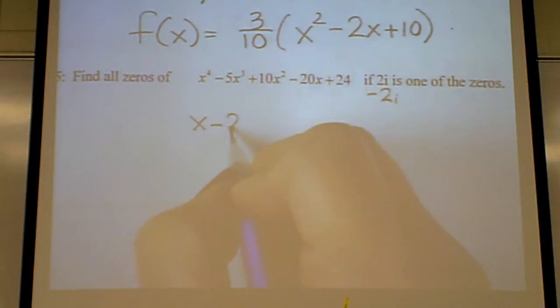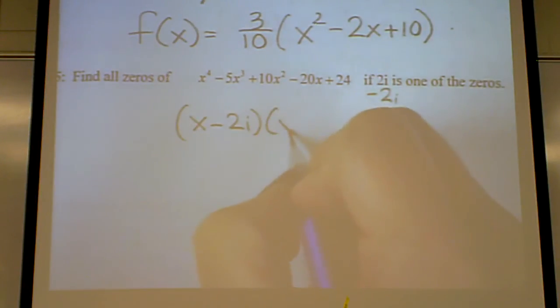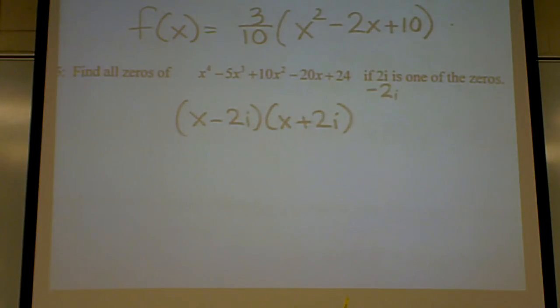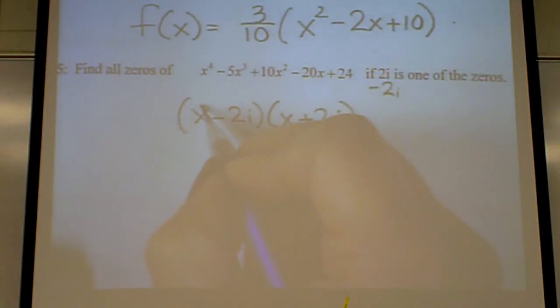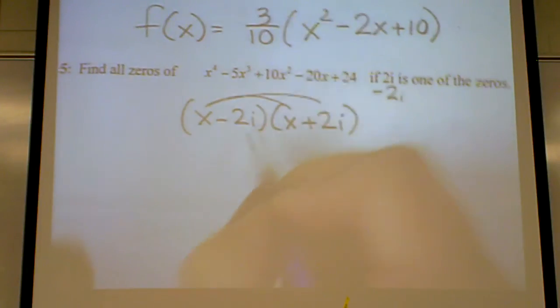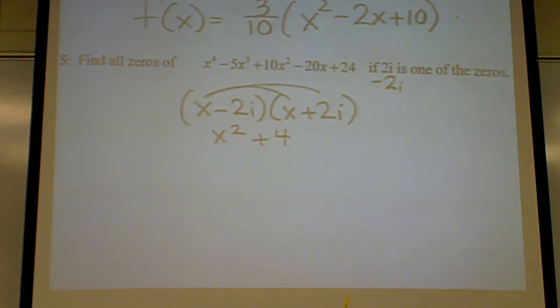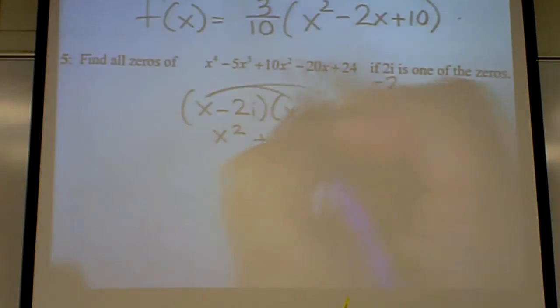So can we write this in factored form so far? Yep. Do you agree? If 2i is a 0, so is negative 2i. How many more are there? We have to find 2. So what you're going to do is multiply this out. You get x squared, the next 2 cancel out, and you get plus 4. I did that fast. So in other words, x squared plus 4 is a factor. It goes into x to the 4th minus 5x cubed plus 10x squared minus and so forth. This is going to go into this evenly.